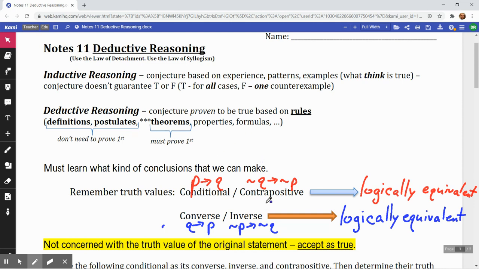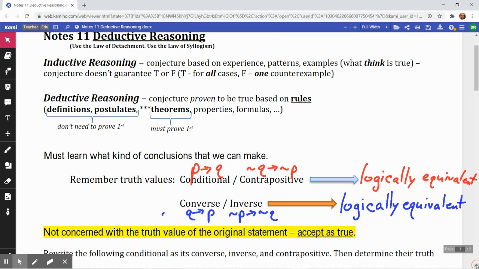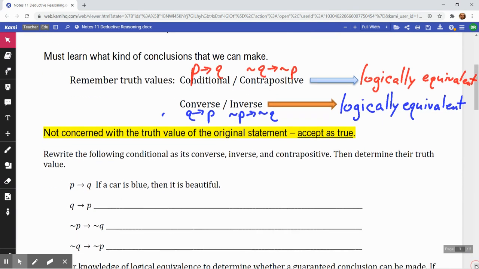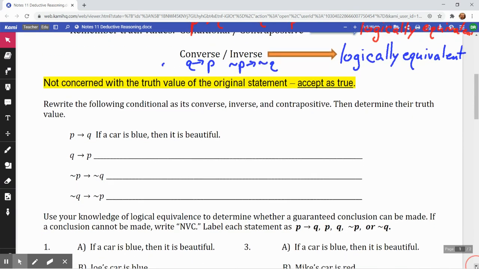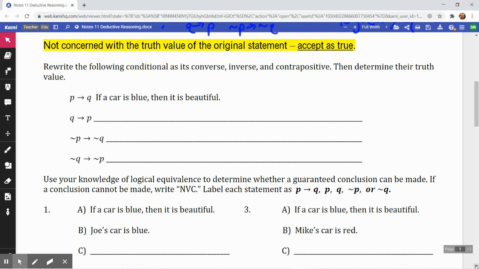Okay, so that's what we're going to practice here, this idea of logical equivalence, and focusing on the fact that the conditional and contrapositive are two statements that make the same claim. So let's look at some cases here where we can apply this idea of logical equivalence.